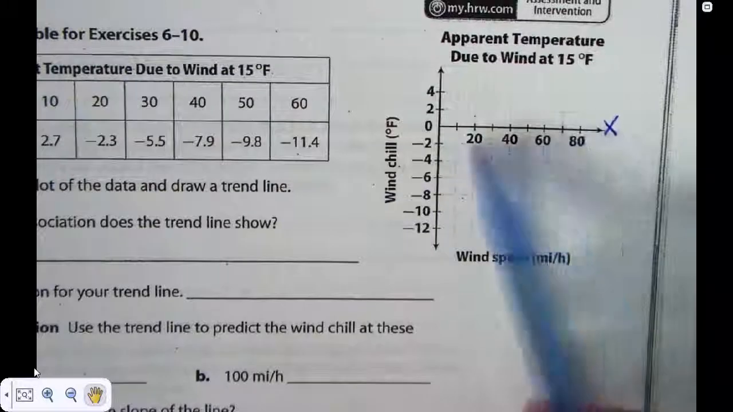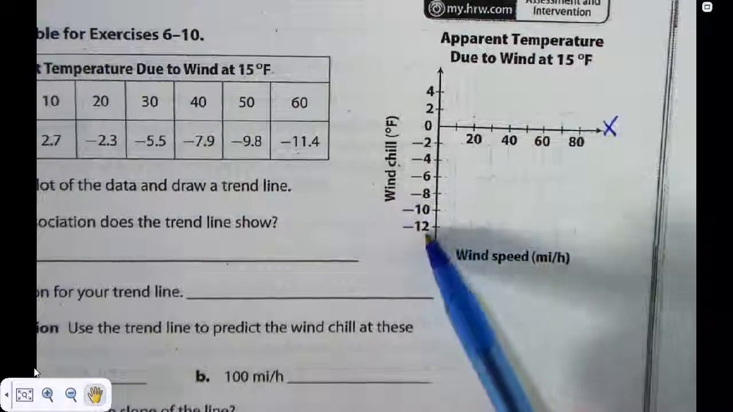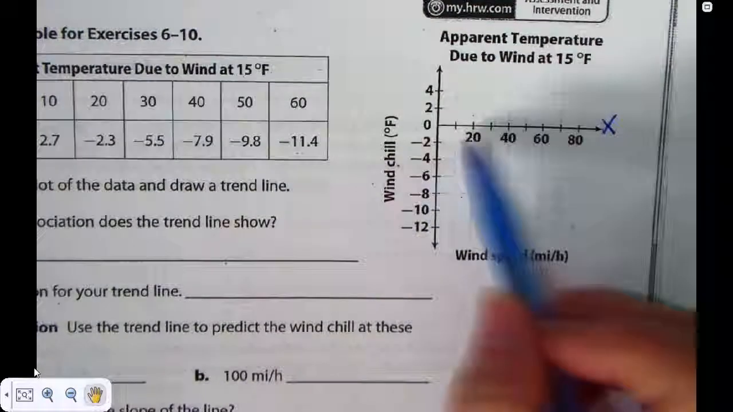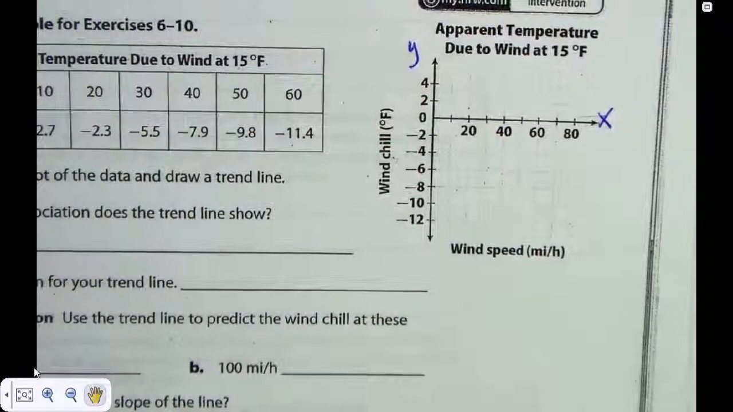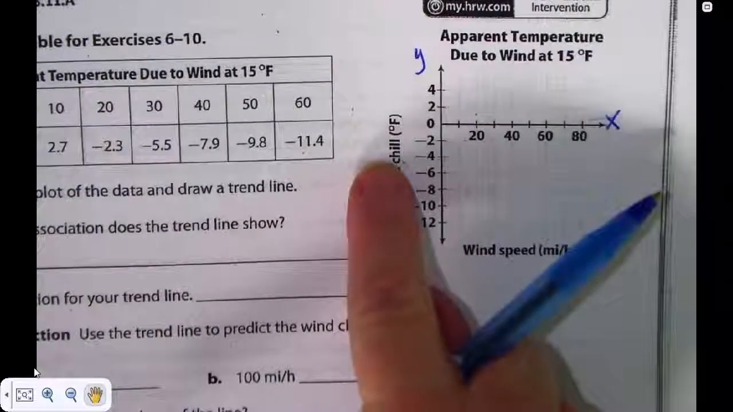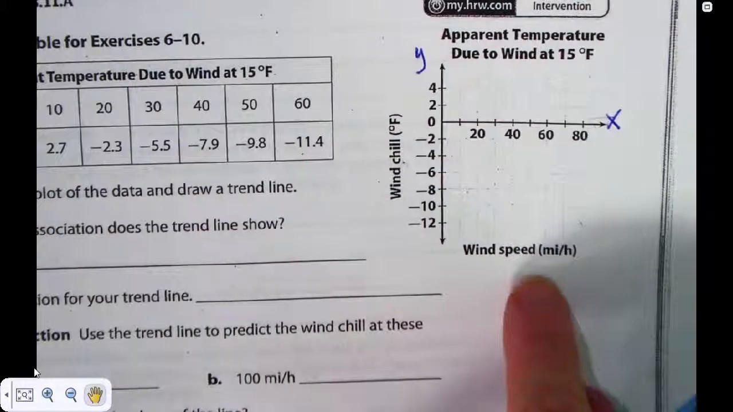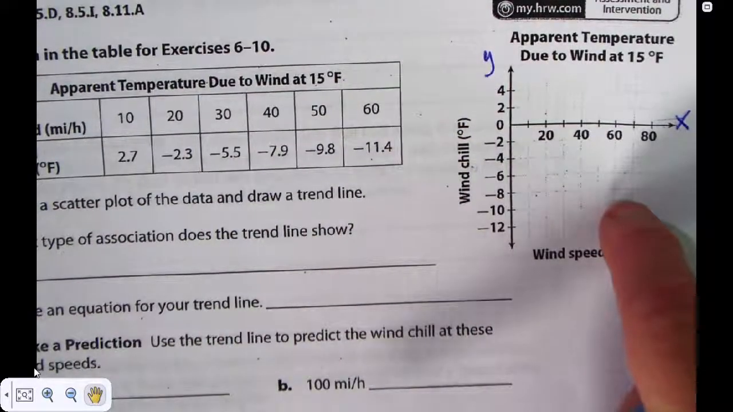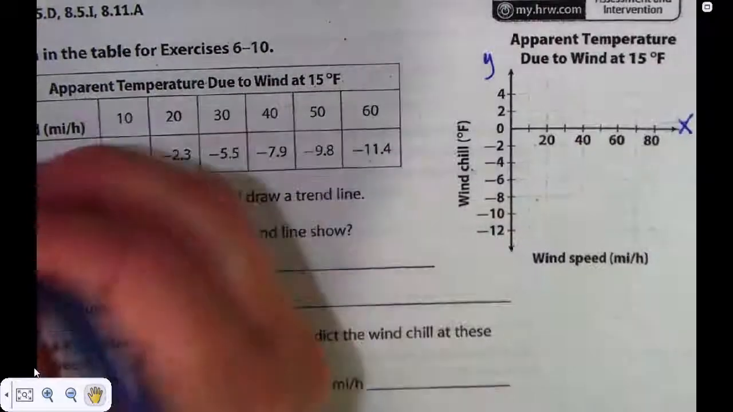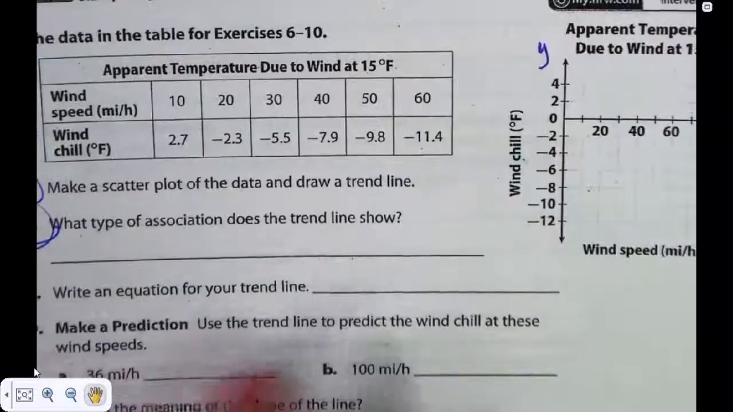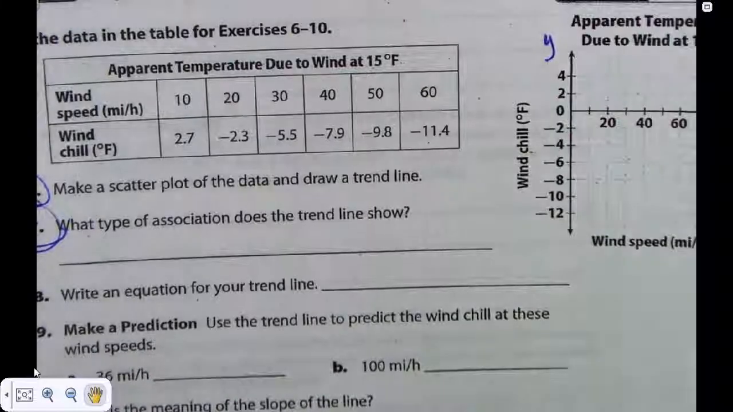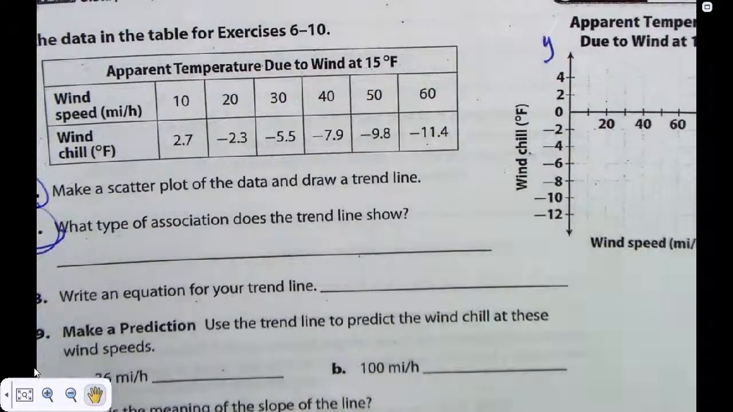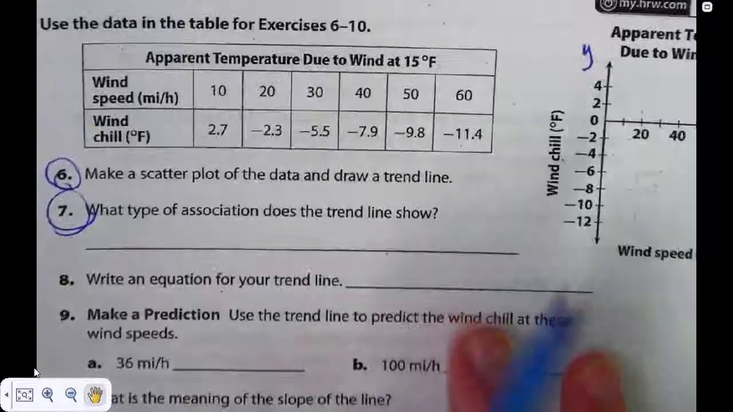So this looks weird because you've got negative temperatures here. But this is your X and this is your Y. So you're comparing the wind chill in degrees Fahrenheit to the wind speed. So what I need you to do is go put these points on there best you can. You're not going to have any of them exact. Okay? And then answer number 7. What kind of association? Go put the points on there.